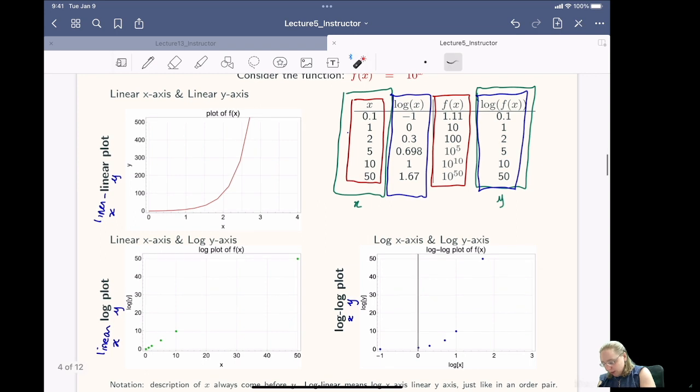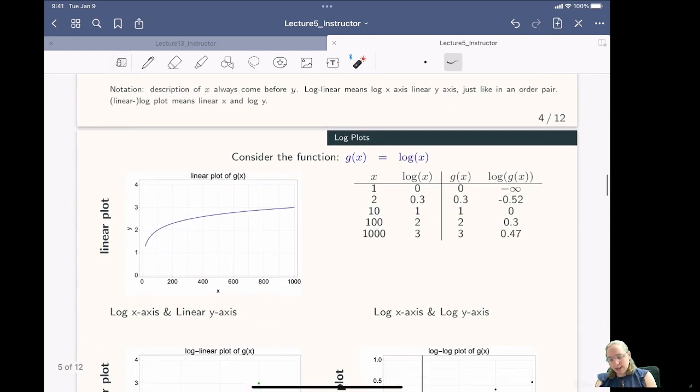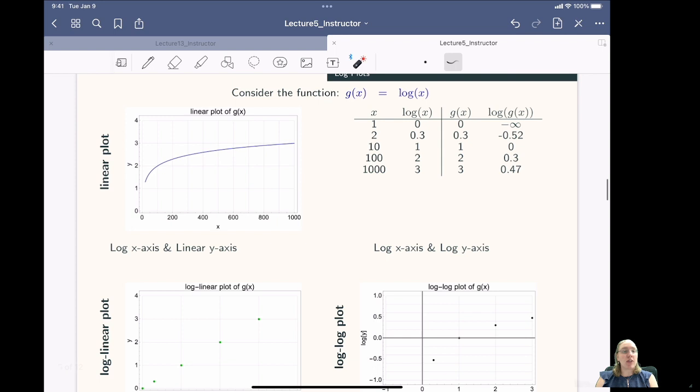Now, some of these words we drop because if they are linear in the x, we drop that because that is the classic way of doing it. So the classic way of plotting is to have a linear x-axis, and so this word out here is often dropped. But if you're wondering what kind of plot it is, think about what is the x, what is the y. All right, so we plotted 10 to the x. Let's consider a second function, which is the log of x.